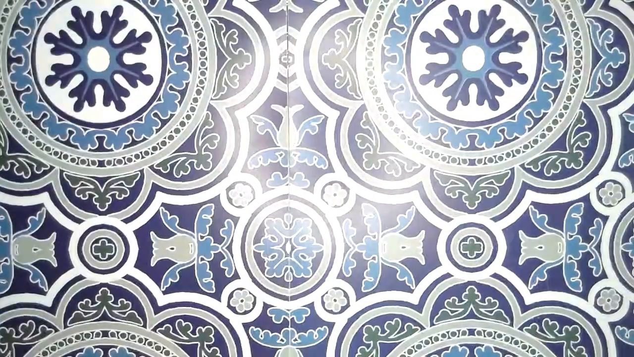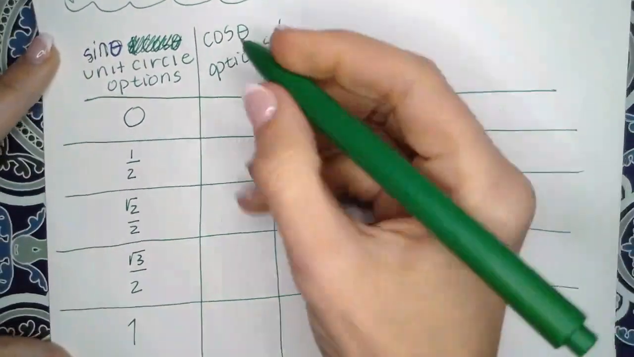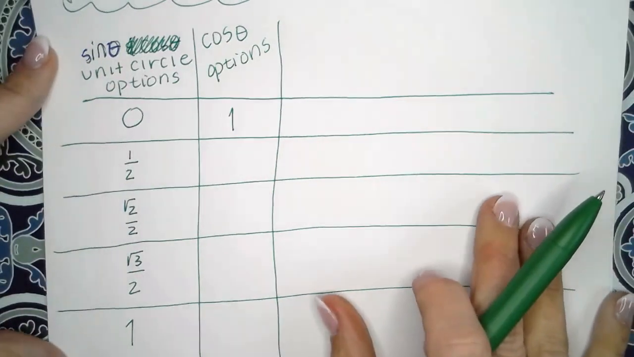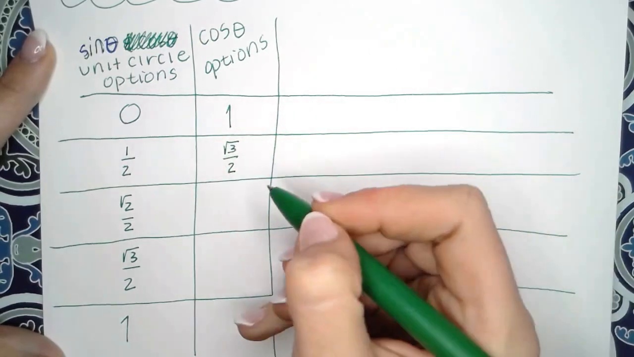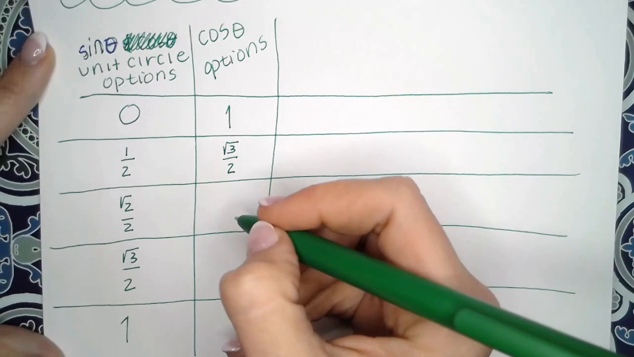When sine equals 0, cosine equals 1. I just heard that and that was good. When sine is 1/2, try participating, guys. When sine is 1/2, what's cosine? Radical 3 over 2. When sine is radical 2 over 2, Manny, what is cosine?